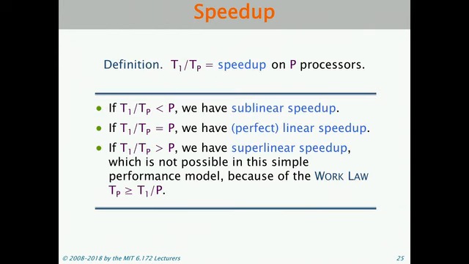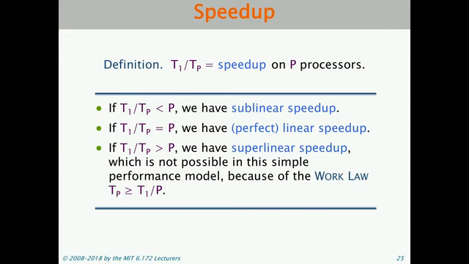Okay, so here's another definition. T1 divided by TP is the speedup on P processors. If T1 divided by TP is less than P, then this means that I have sublinear speedup. I'm not making use of all of the processors, because I'm using P processors, but I'm not getting a speedup of P. If T1 over TP is equal to P, then I'm getting perfect linear speedup. I'm making use of all of my processors. I'm putting P times as many resources into my computation, and it becomes P times faster.